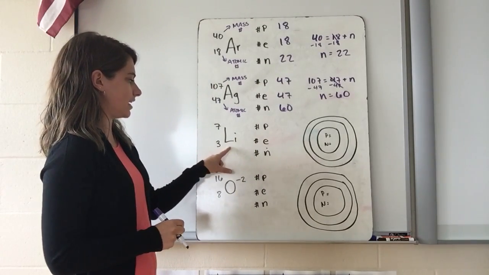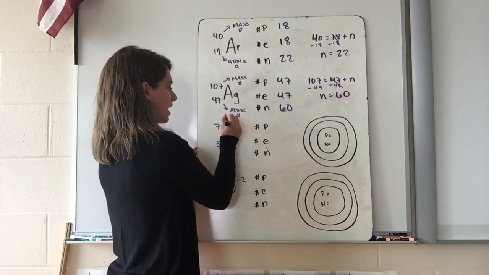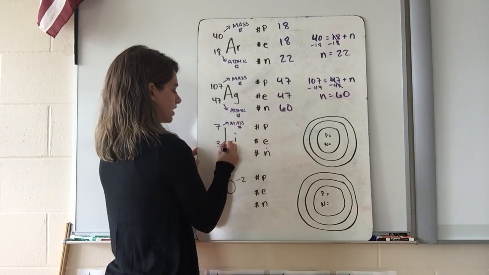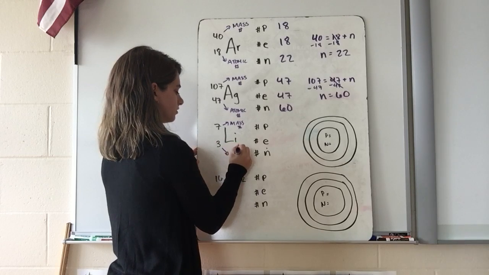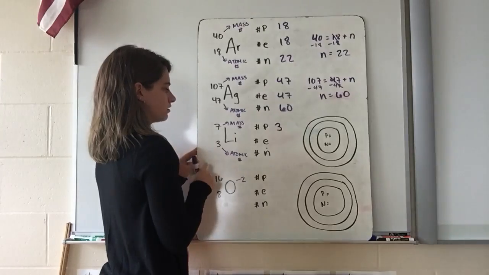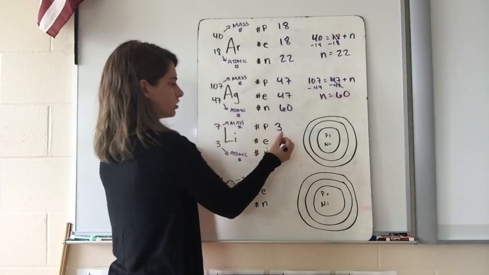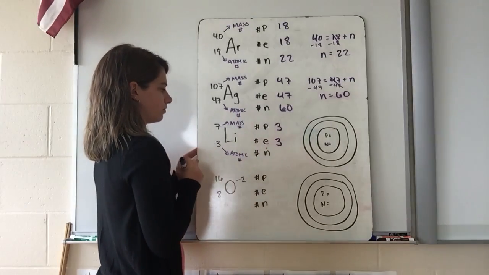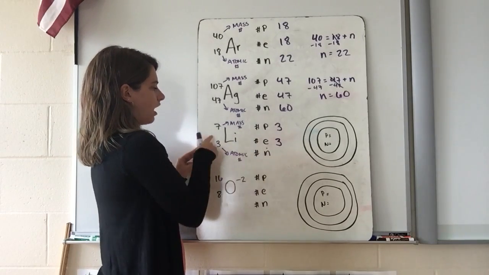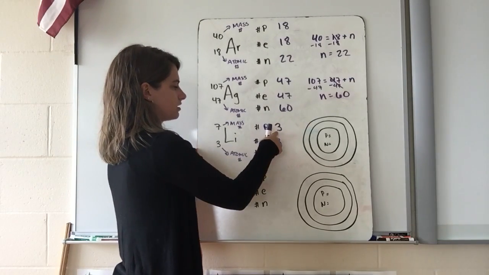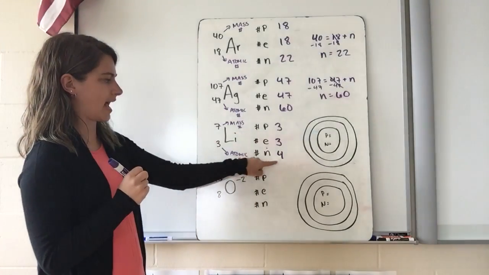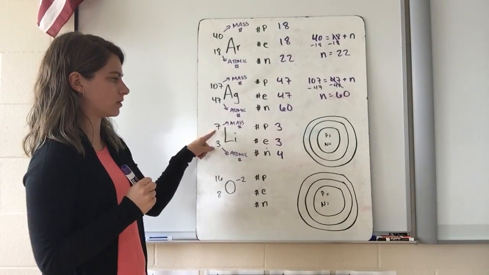Example 3, let's look at lithium. So we have our mass number is 7. Our atomic number is 3. So we have 3 protons. There's nothing about this being a charge, so we have 3 electrons as well. And then if I need to figure out my number of neutrons, which I do, it's my mass number minus my number of protons, so I get 4 neutrons. So if I add these two together, I should get my mass number.